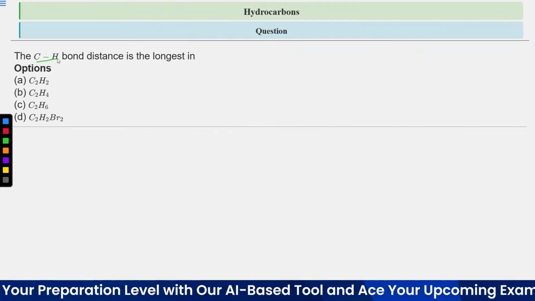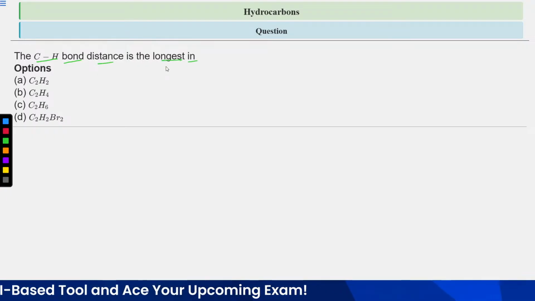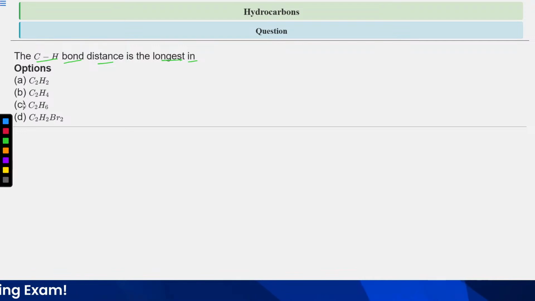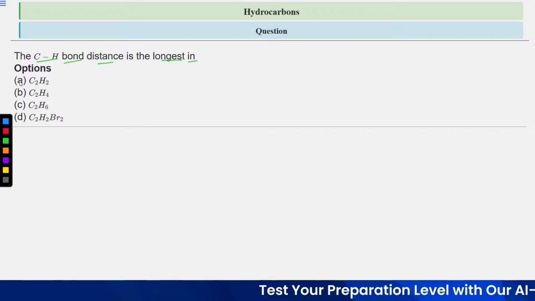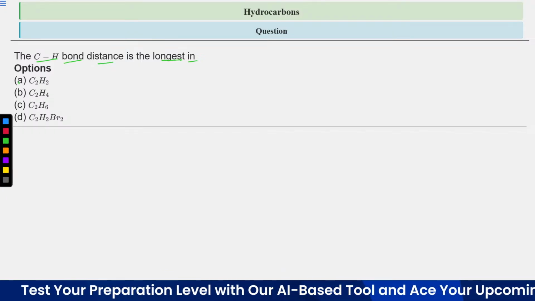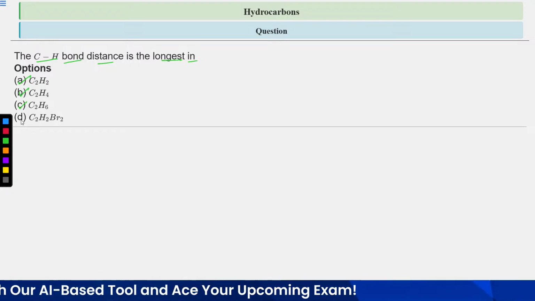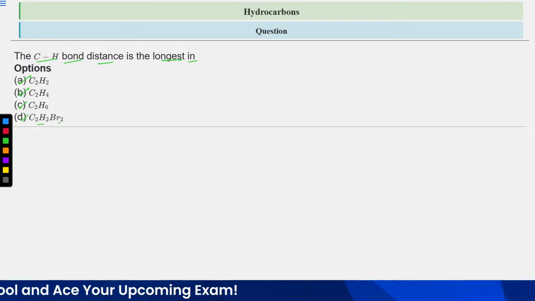The carbon hydrogen bond distance is longest in what? So we have to tell, in the given options, from which compound you can say that the carbon hydrogen bond distance is longest. Options are C2H2, C2H4, C2H6, or C2H2Br2.